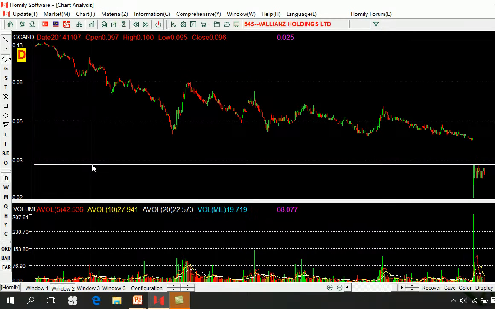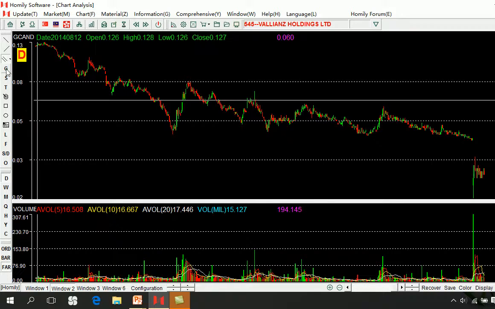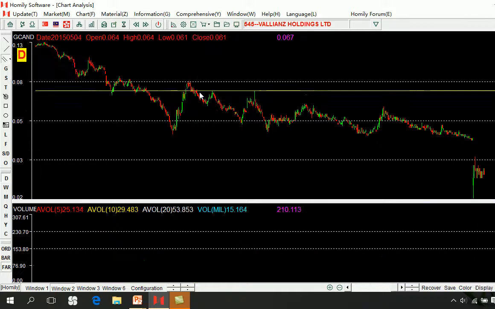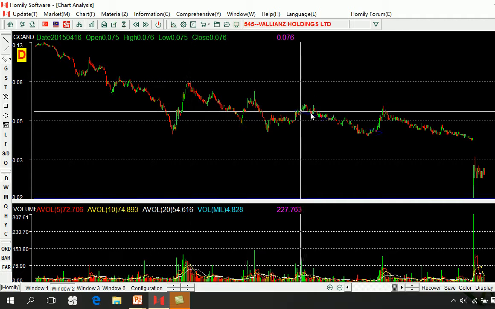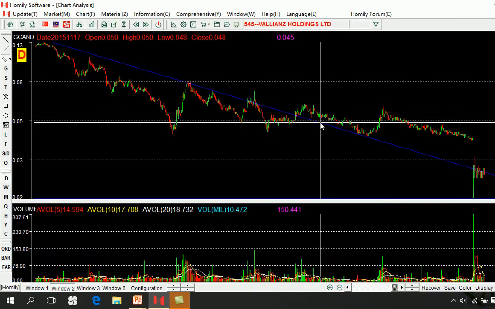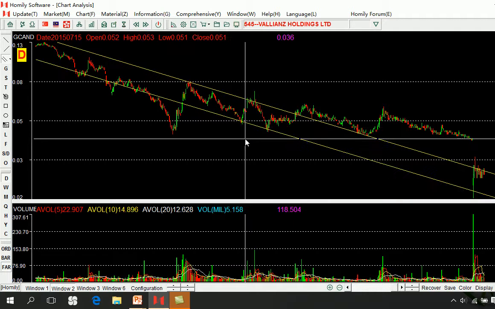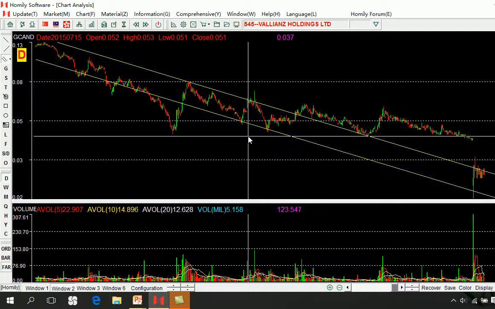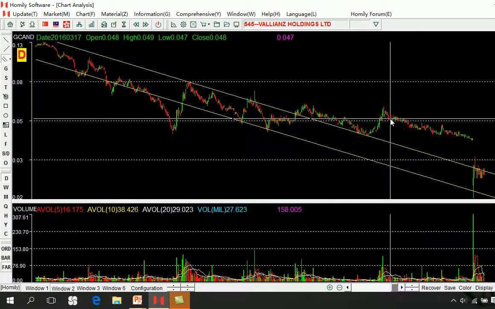Okay, we use this stock to judge. For this stock, we can connect the parallel line. This is the high point. This is another high point. Is it effective or not? Yes, it's effective, right? But here we should correct the trend line.